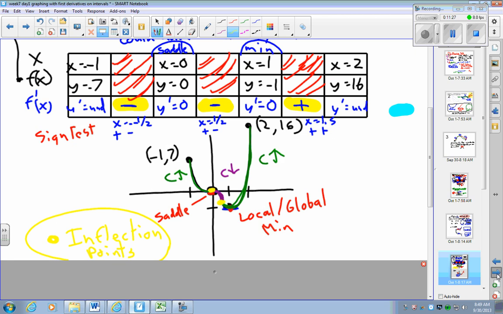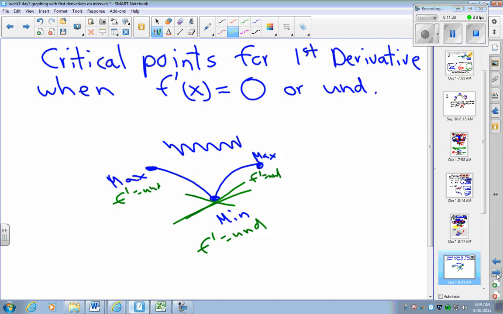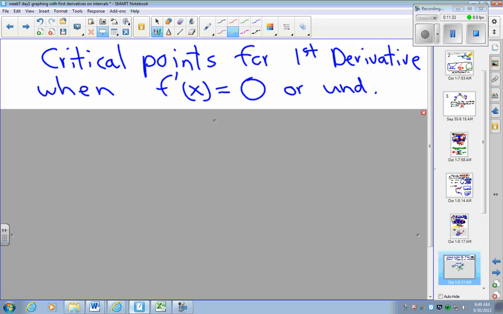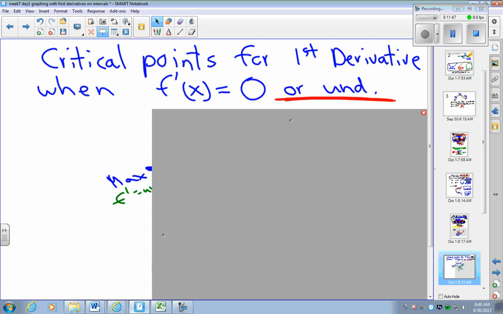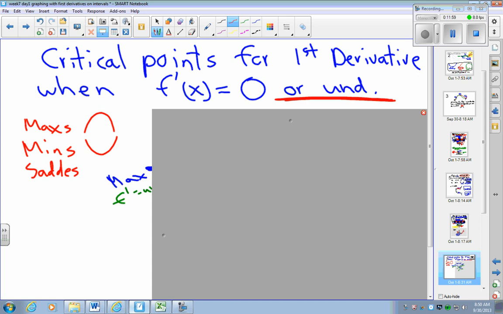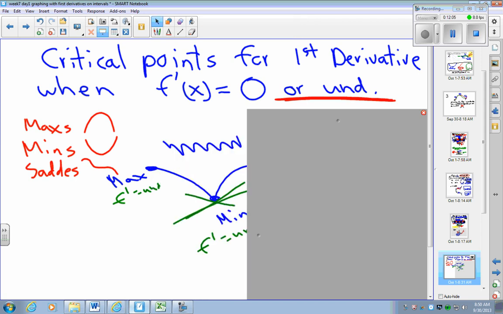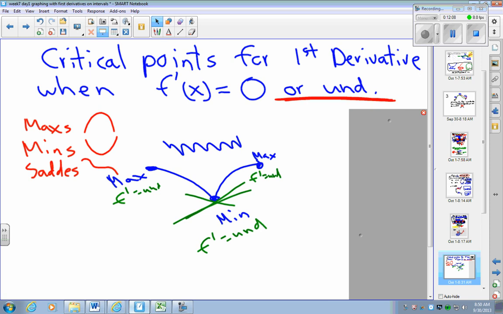Let's take a look at another idea. I told you critical points for the first derivative are when the derivative equals 0, and I'm adding an extra part to it, or when it's undefined. The reason is, for critical points, you're trying to find maxes, or mins, or saddles. Well, we've already talked about flat maxes, mins, or saddles. But realize, if you're undefined, you can still have a max, min, or saddle.